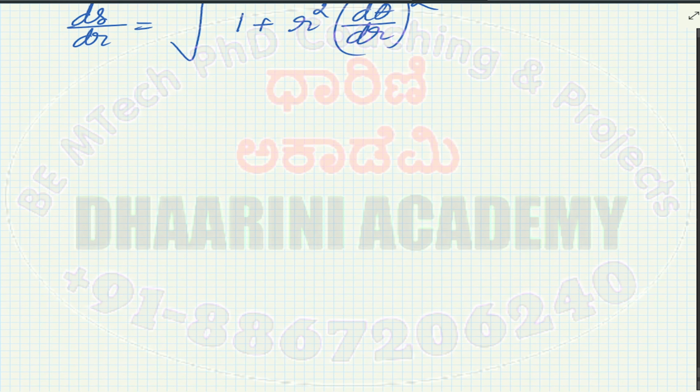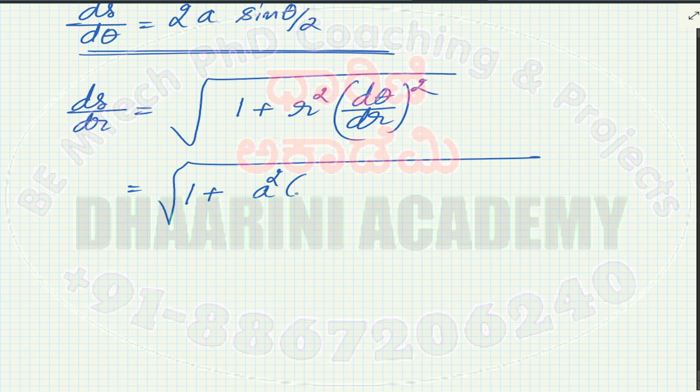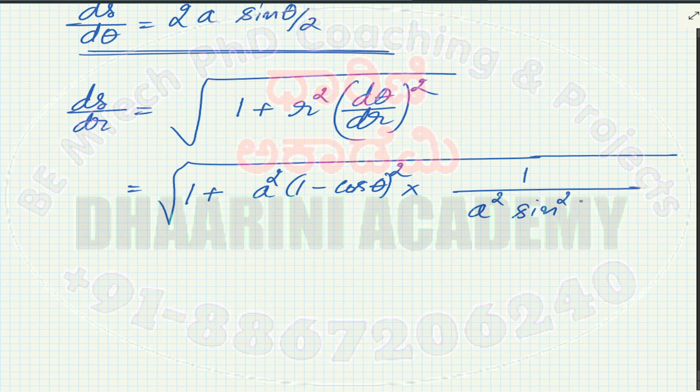So now we need to substitute all these values from the given data. That is equal to square root of, this is 1 plus r square, right? What is r square? R square is a square into 1 minus cos theta the whole square. This is r square into, see, dr by d theta, I know when you want to calculate d theta by dr, it goes to the denominator. So how you write that? That is a square into sine square theta.